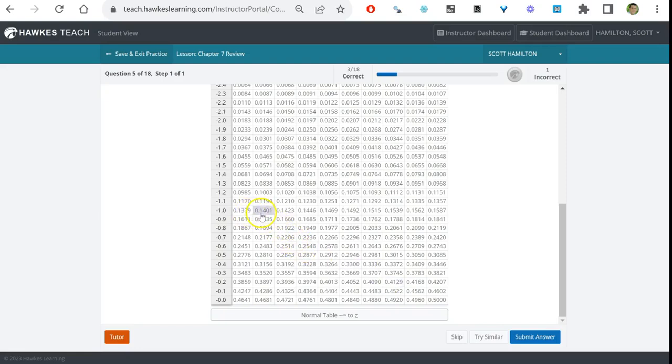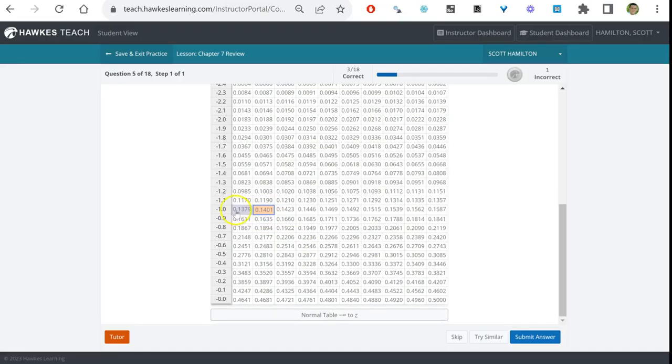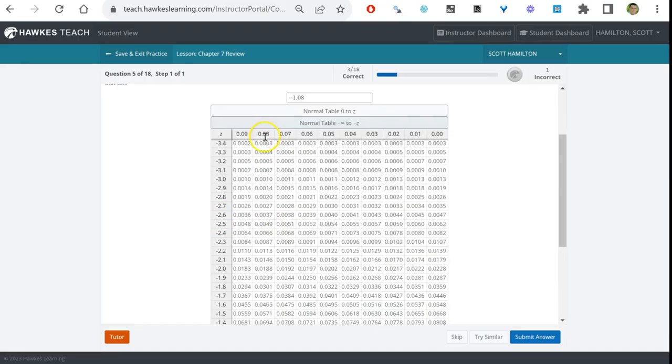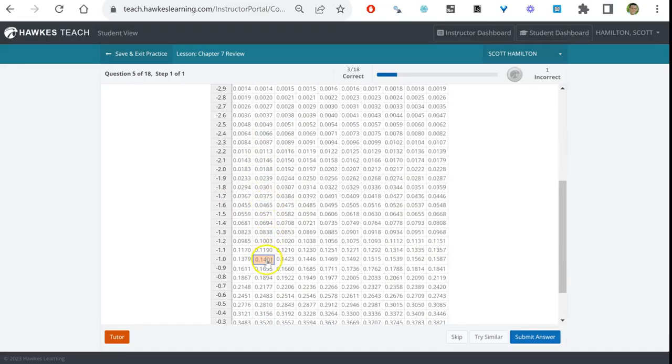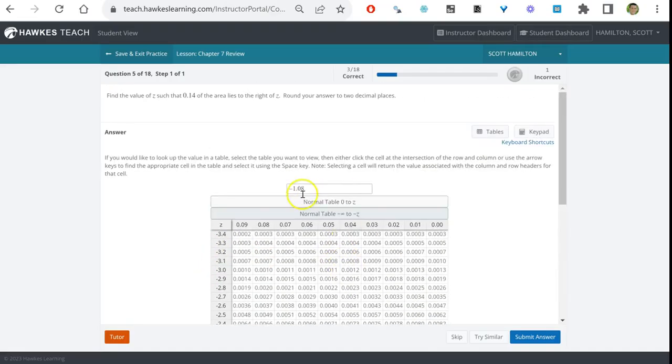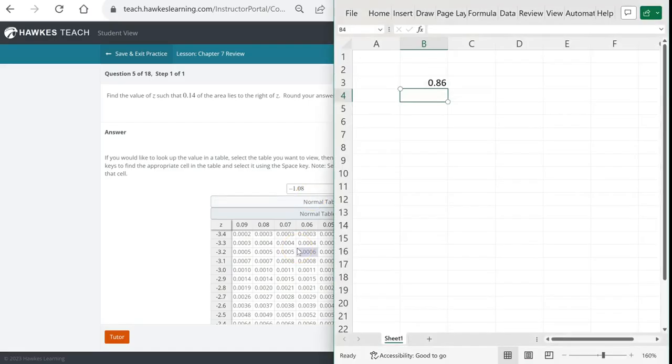So it looks like this is going to be my closest to exactly 0.14. If I click here, now I'm looking at negative 1.0, and then as I go up, I'm at 0.8. Now this is the area to the left of that value. But again, my normal distribution is mirrored, and so if I flip this sign, then I know that 0.14 percent, or area under the curve, is going to be to the right of a positive 1.08, which is what we already had.